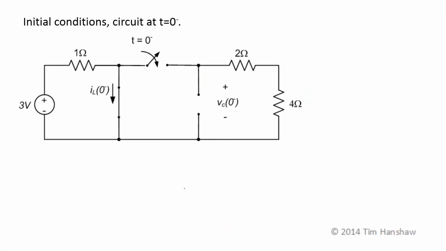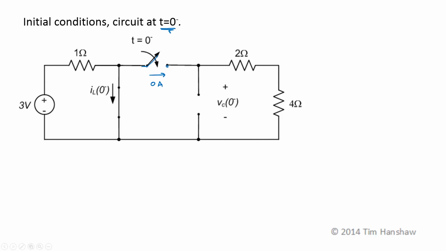Now I'm going to find initial conditions on the inductor current and the capacitor voltage. Almost invariably when I do that, I'll rely on the fact that neither of those parameters can change instantaneously, so I look at the circuit just before the time of interest, so just before this switch is closed. So this is an open circuit and there's no current through there.